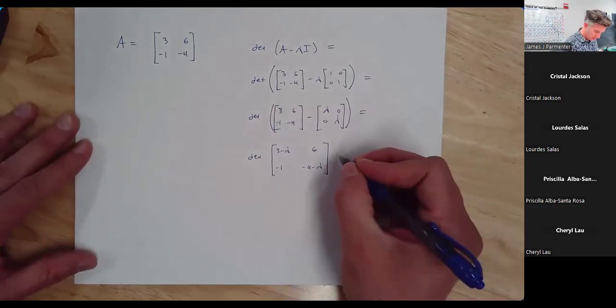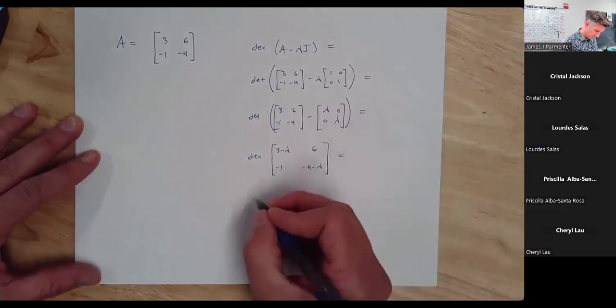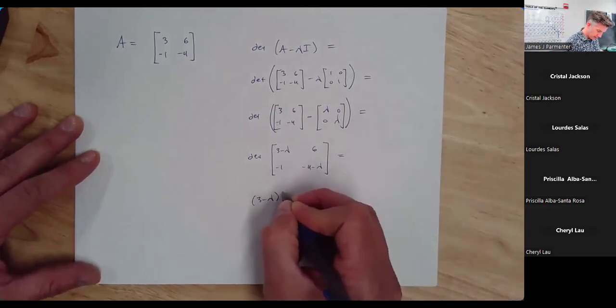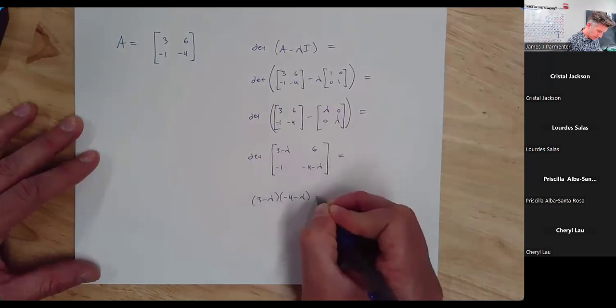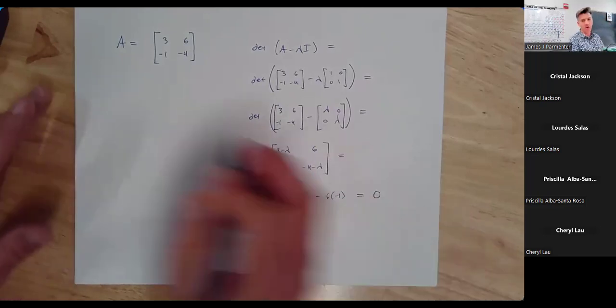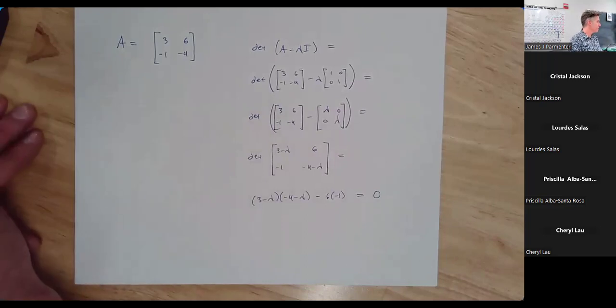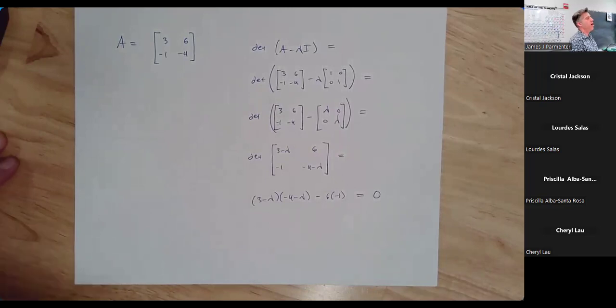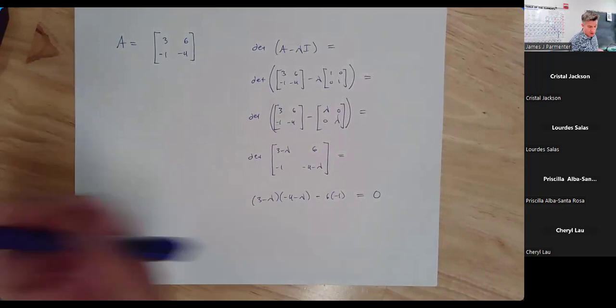And now we're going to find this determinant. It's going to be equal to (3 minus lambda) times (-4 minus lambda) minus 6 times -1. And we're going to set that equal to 0, because of what we said on the previous page. And then the hope is that things turn out nice. Things factor, but we should multiply.